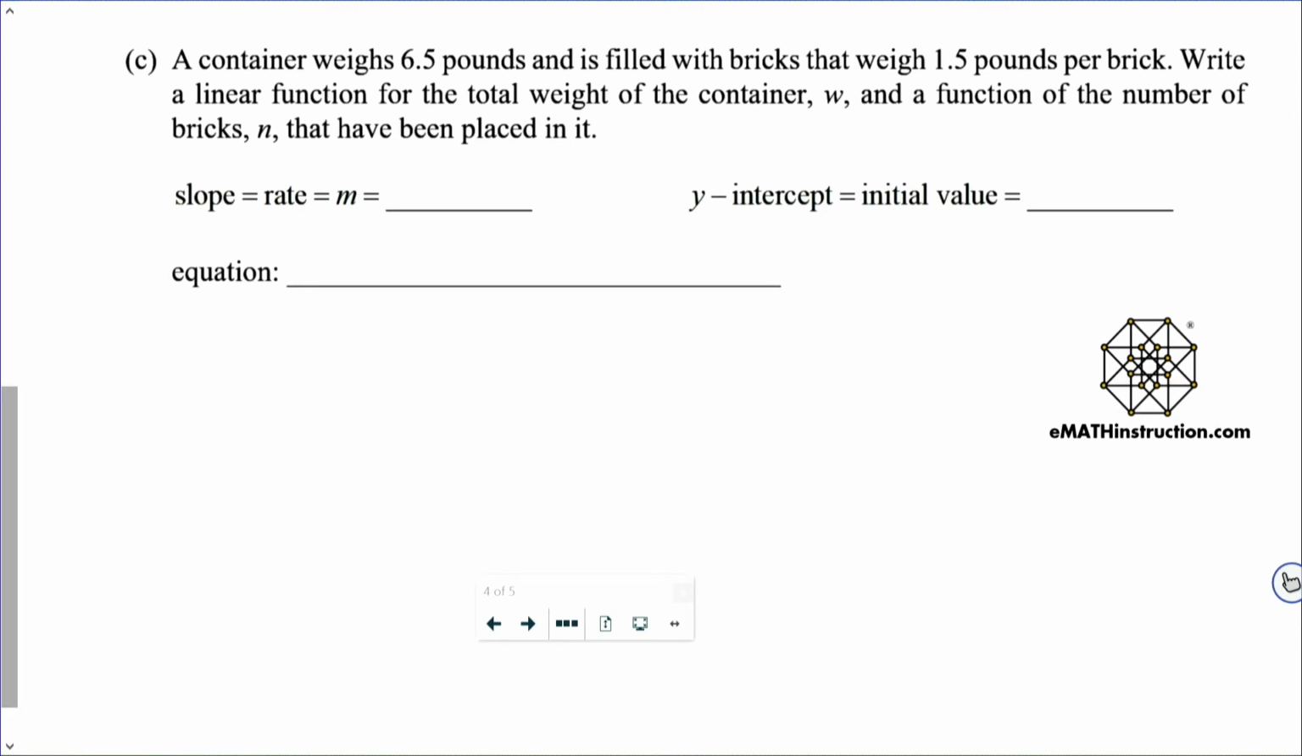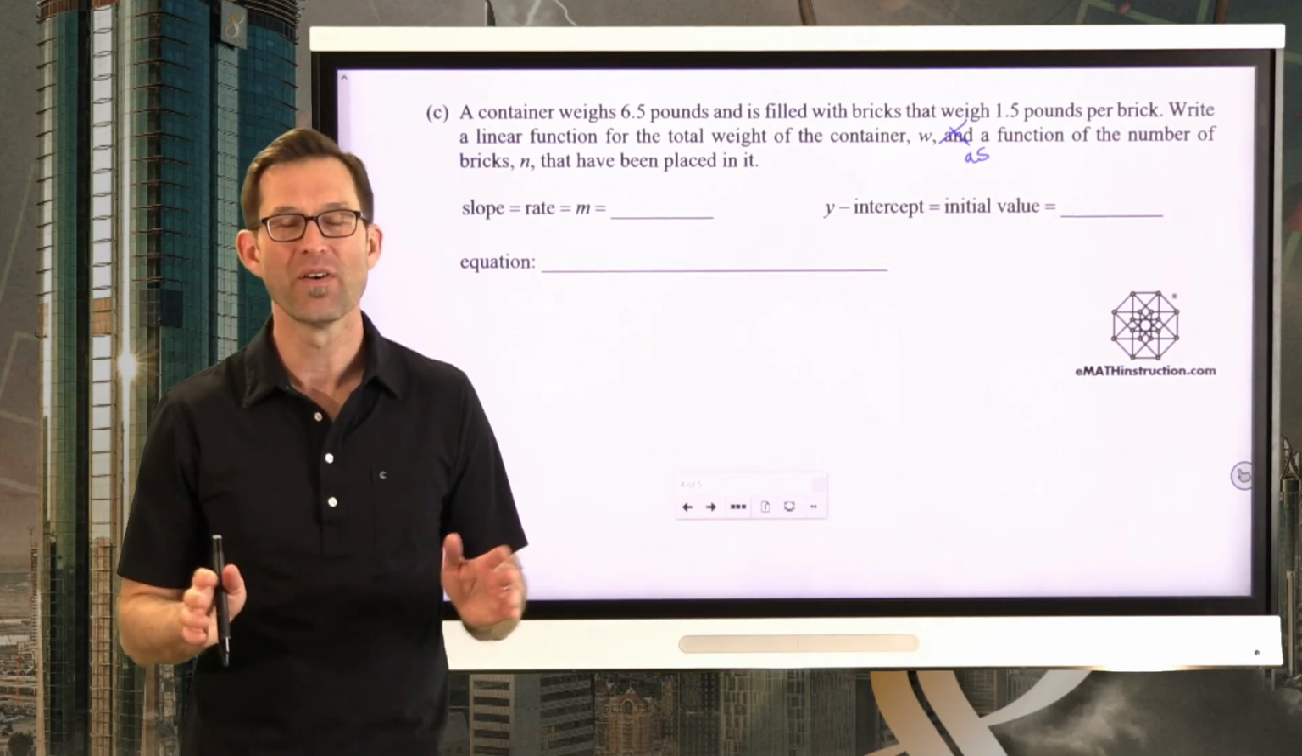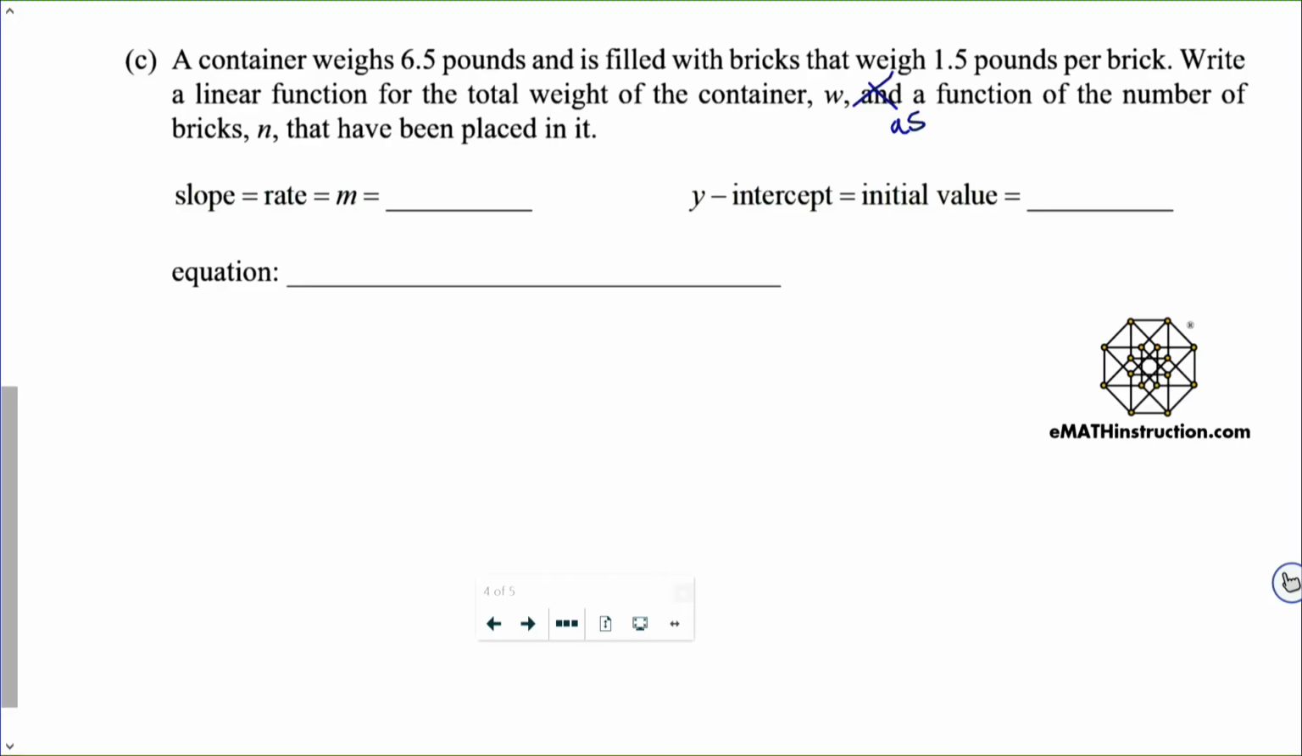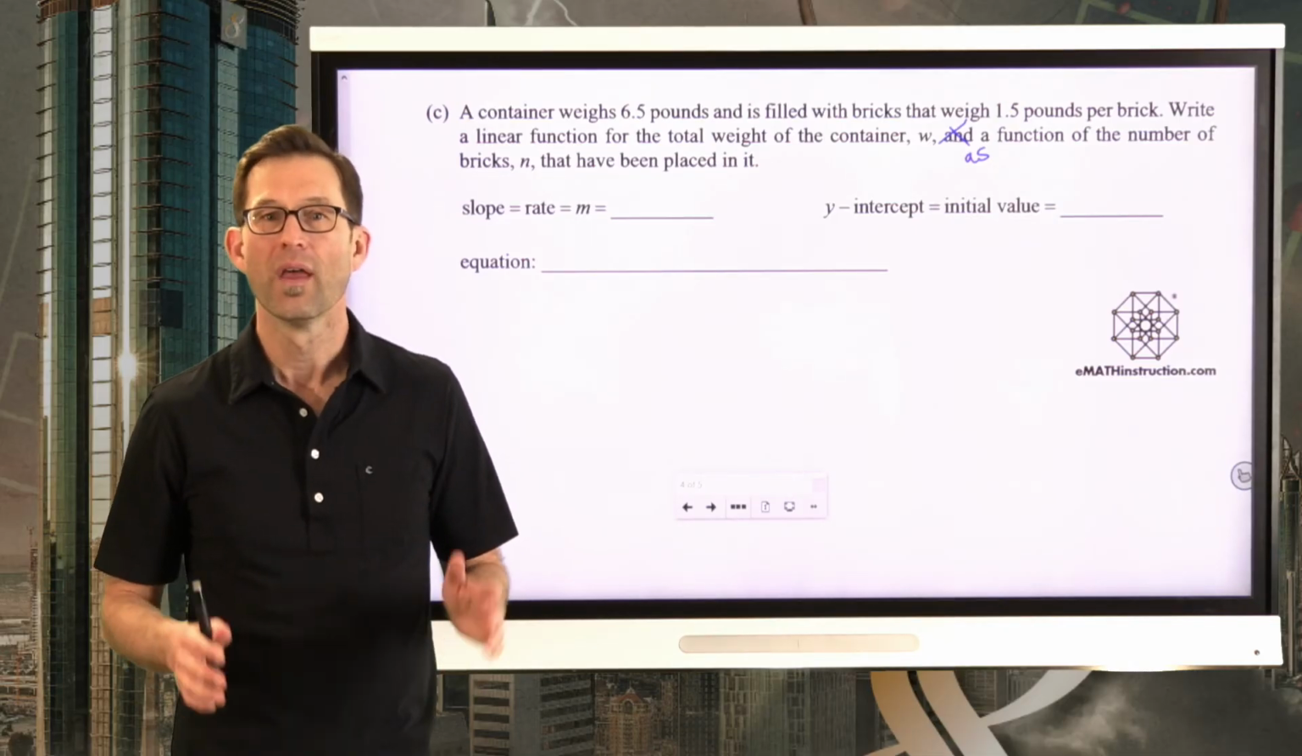A container weighs 6.5 pounds and is filled with bricks that weigh 1.5 pounds per brick. Write a linear function for the total weight of the container, W, as a function of the number of bricks that have been placed in it. All right? So yet again, pause the video and see if you can write this equation down. All right, great. Here we go.